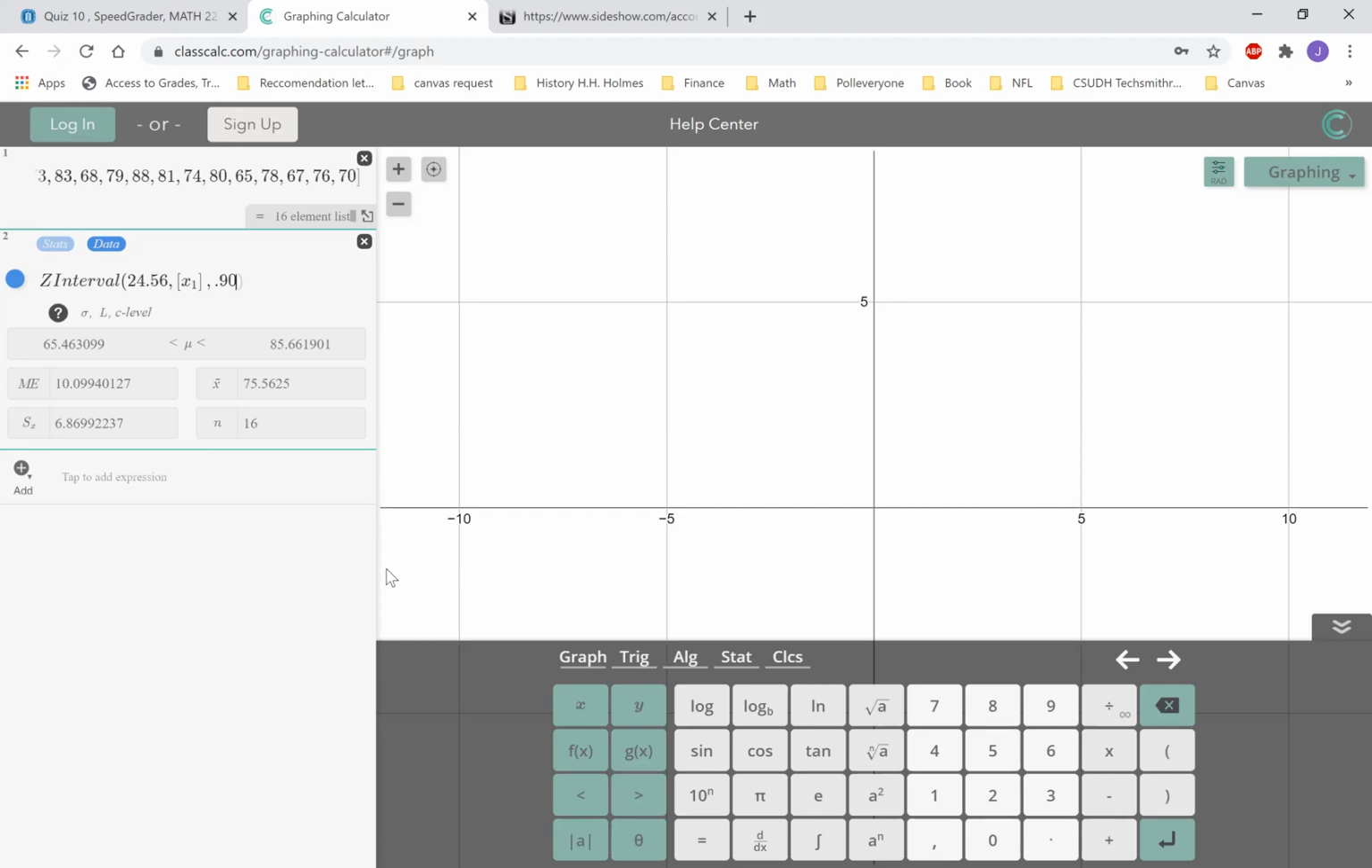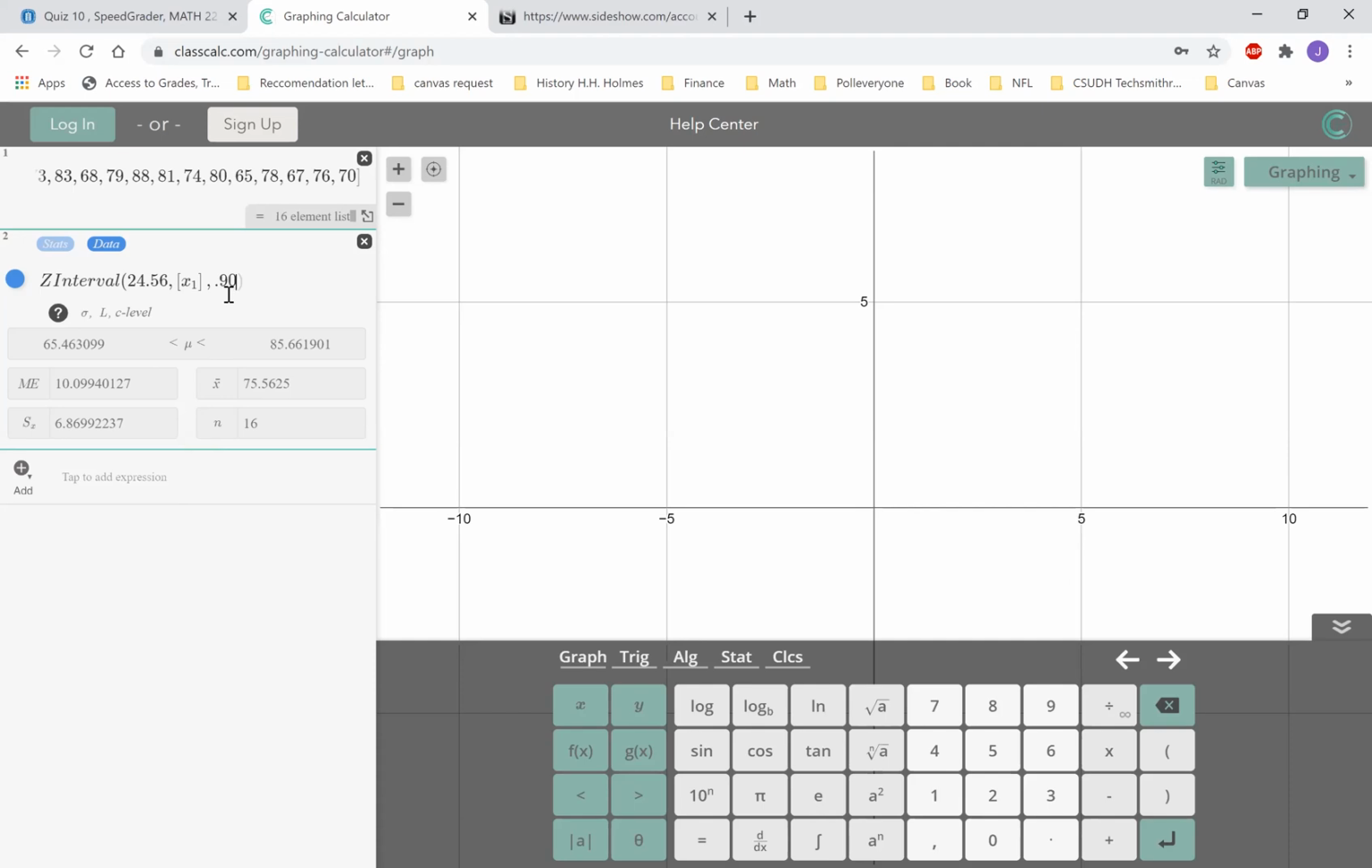Let's see, I think I got something on the chat. What does the L represent? L represents the list. So L represents the list of data sets. Since we have this list on the top row that I named X1, that's why you put X1 into L, because you just want the list. All right. But that's how you do it for 90%.